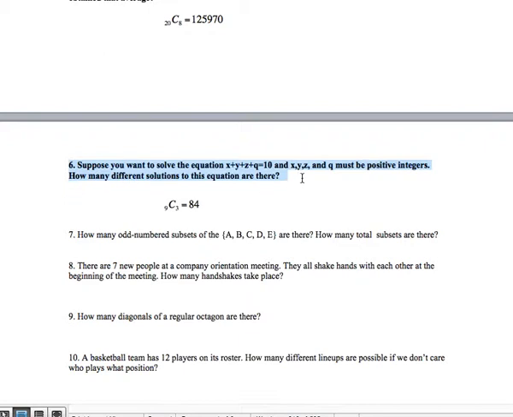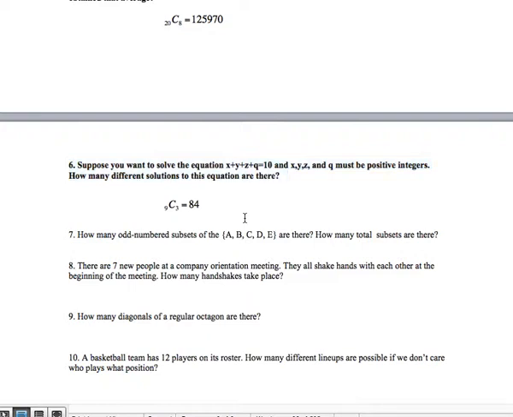This is kind of an unusual problem. Again, it's a variation of a combination problem, and we'll talk more about it in class, but just to give you a heads up on it. Suppose you want to solve the equation x plus y plus z plus q equals 10, where x, y, z, and q must be positive integers, so they must be greater than or equal to 1, and they must be whole numbers. How many different solutions to this equation are there?